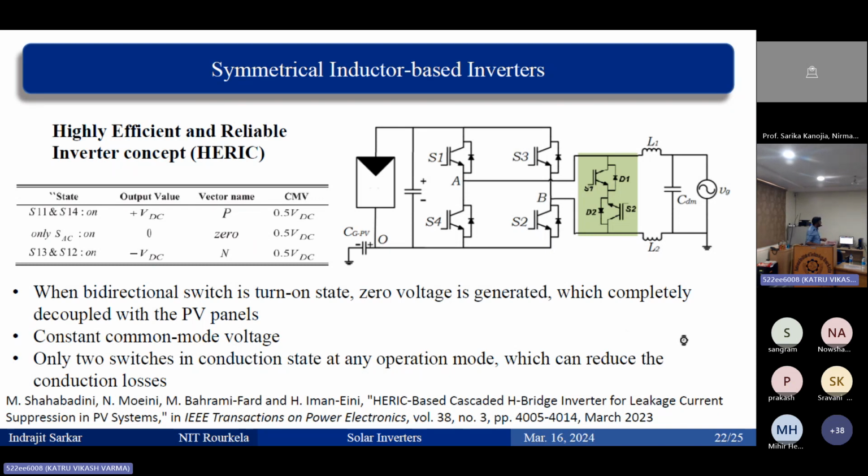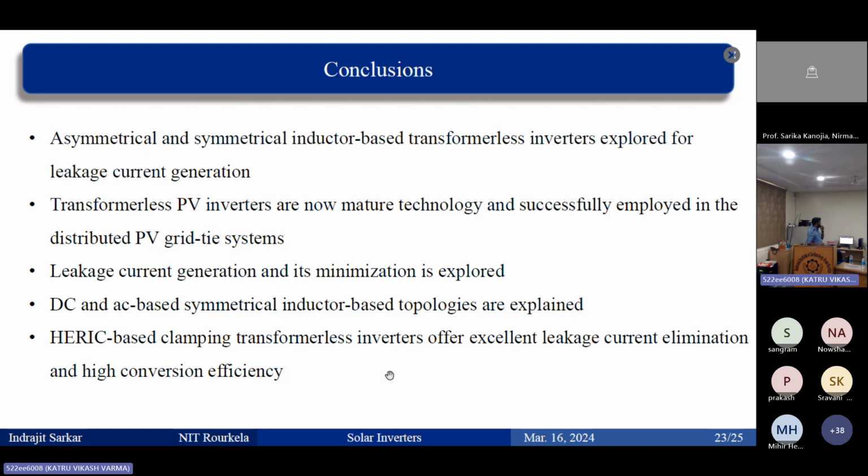So here we are at the end of the session. Asymmetrical and symmetrical inductor-based transformerless inverters were explored, along with leakage current generation. Transformerless PV inverters are now a mature technology. Previously people thought that without a transformer, how can we use that, but definitely we came up with some solution. So leakage current generation and minimization is explored.